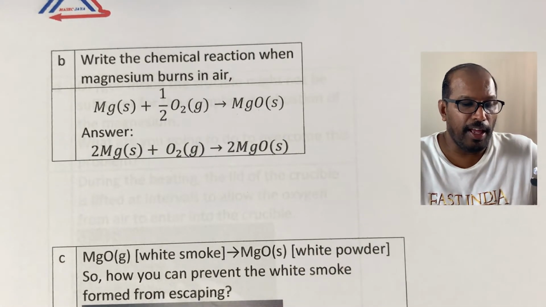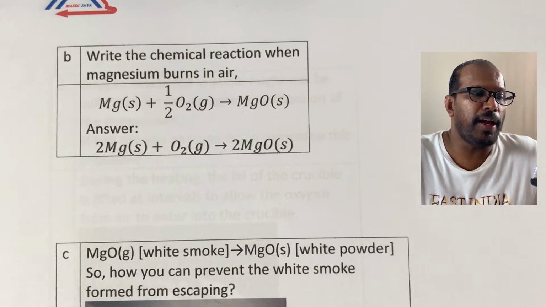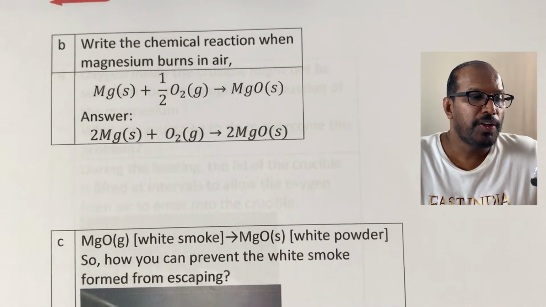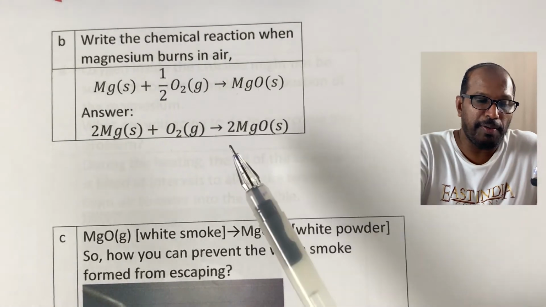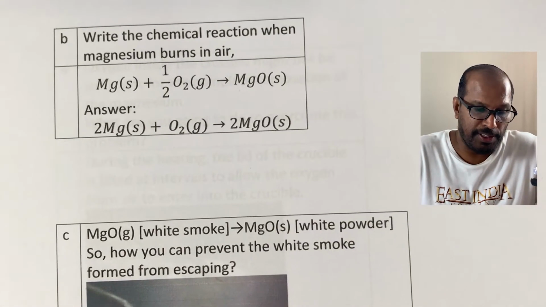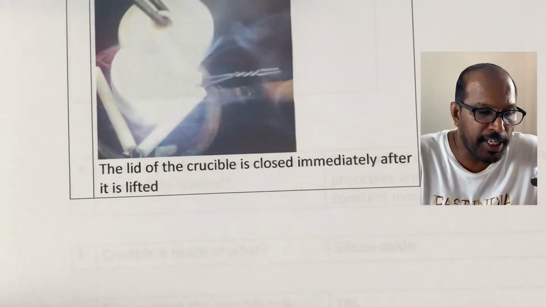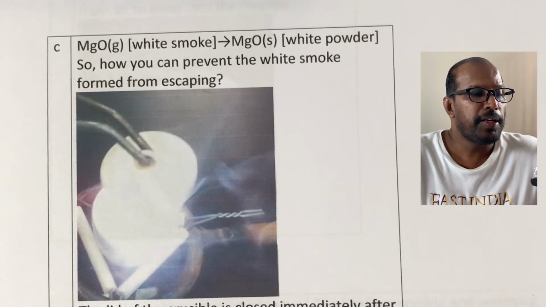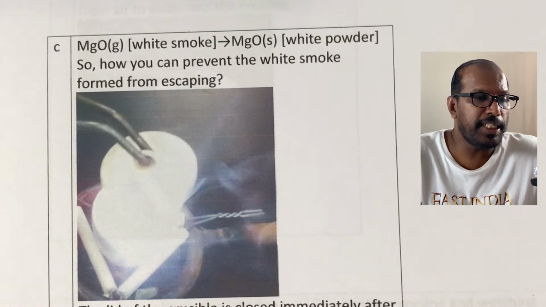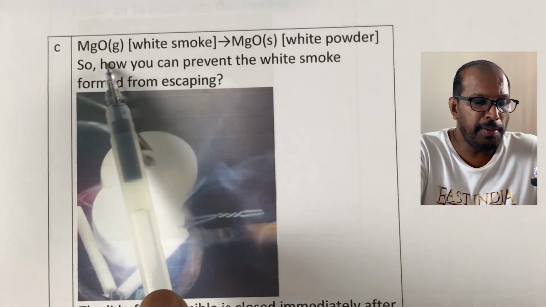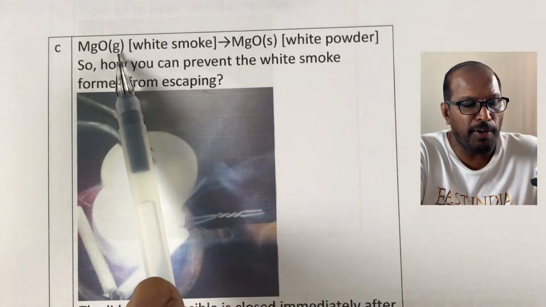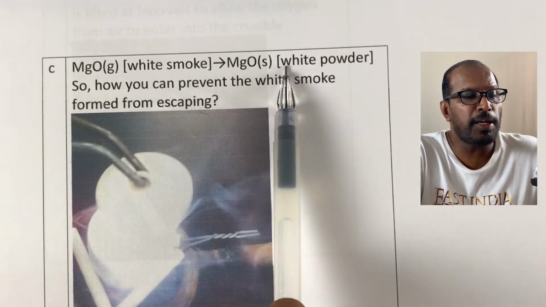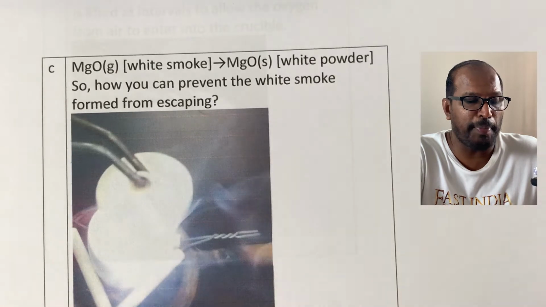Normally, SPM papers or any examination papers related to the empirical formula of magnesium oxide will ask you to write the chemical equation, so this will be the chemical equation. Now, while you are carrying out this experiment, when the magnesium burns with oxygen, the magnesium oxide forms in gas form, and this gas form is a white smoke. When it cools, the magnesium oxide becomes a solid, which is the white powder.